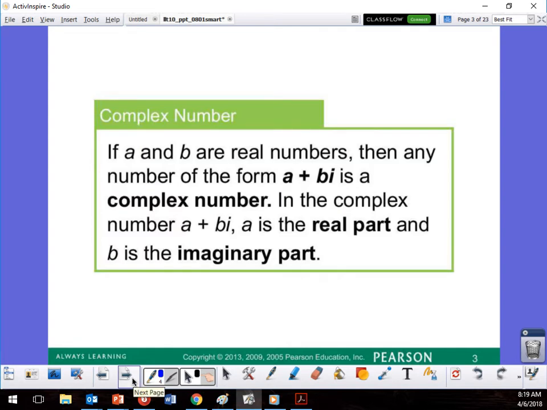And a complex number is then any number of the form a plus bi. Where's the i at? At the end. So for the complex number a plus bi, a is the real part, b is the imaginary part. a is real, b is imaginary. It's always in that form.